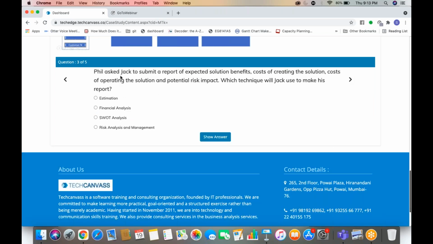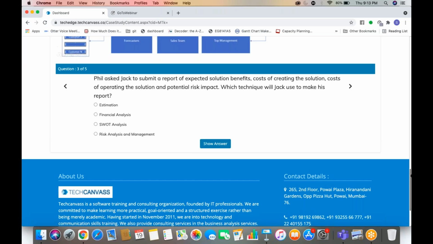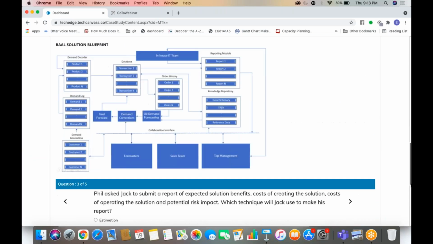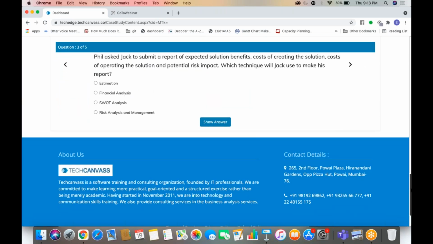Now, okay, this question is somewhat tricky. Phil asked Jack to submit a report of expected solution benefit, cost of creating the solution, cost of operating the solution, and potential risk impact. Once again, when I read the last line of the question, it is about technique. So since it is about technique, I need not waste my time reading all this. Now they're asking which technique is used to make his report. So I have seen estimation, financial analysis, SWOT, and risk analysis management.